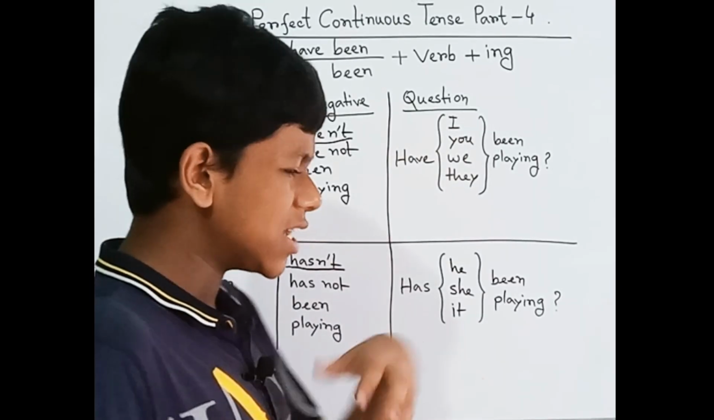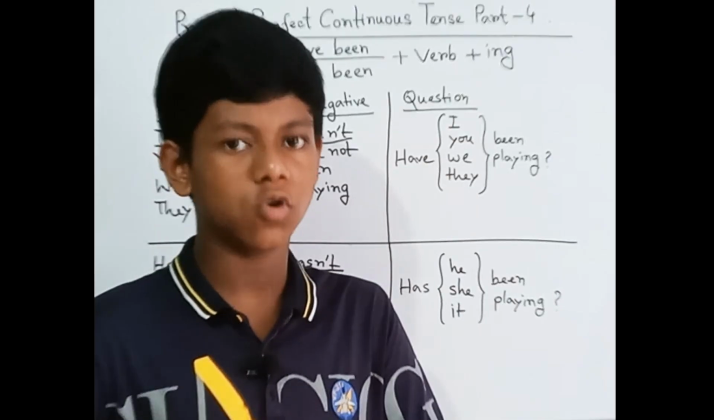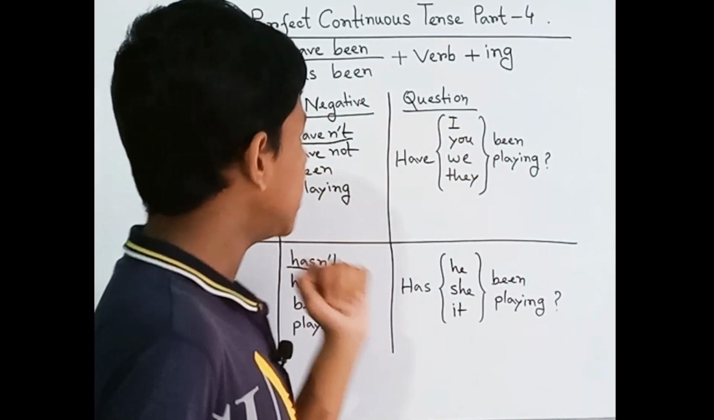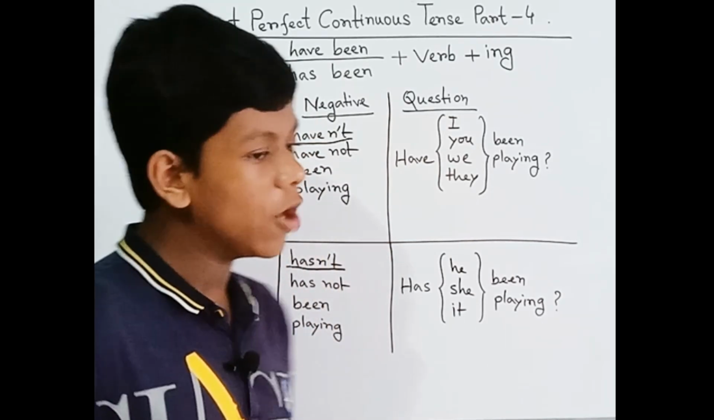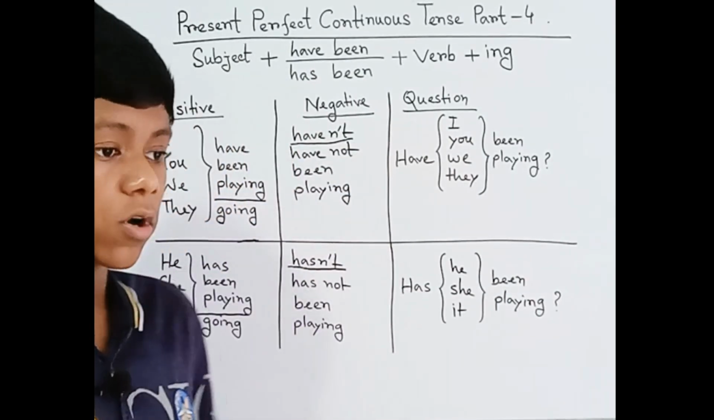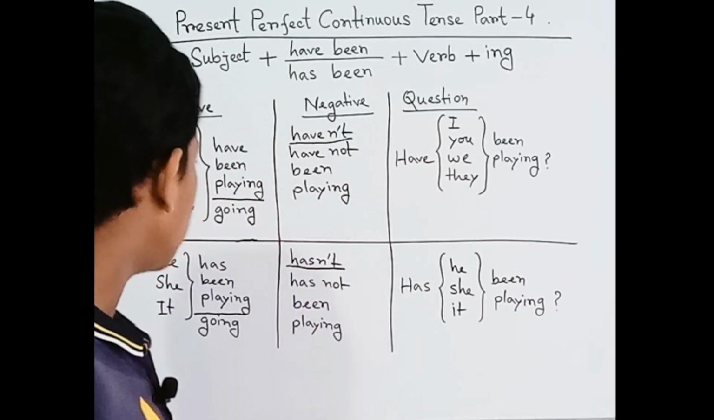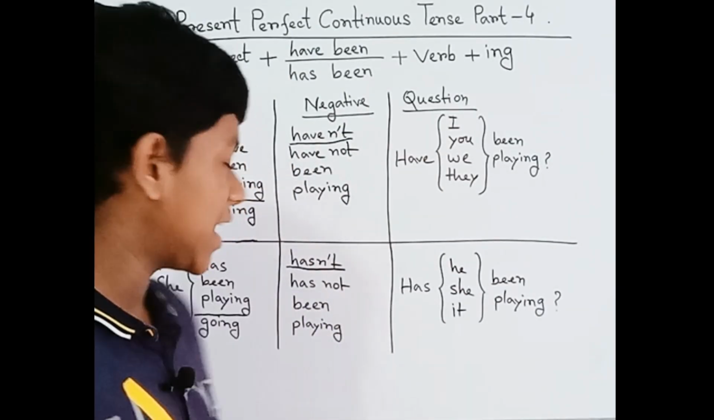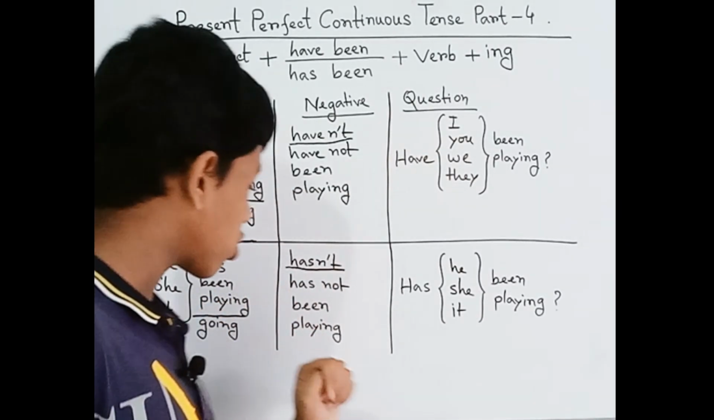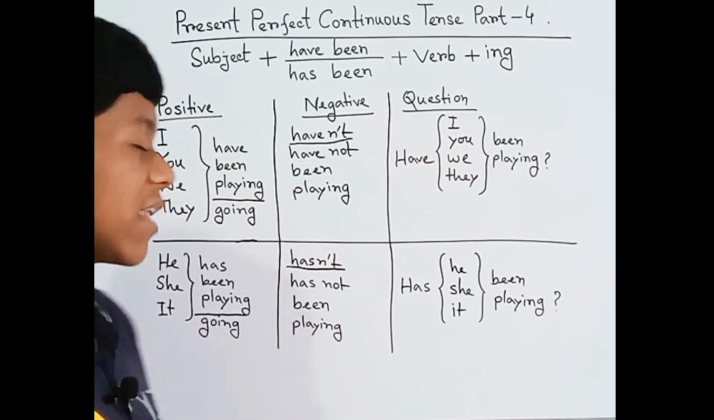Then we will try to understand the negative. Sometimes we get stuck, but don't worry, I will explain it step by step. So see, we can start from here. Here, we can just put not after the word have or has. We can say like this: I have not been playing. You have not been playing. They have not been playing. Same here. He has not been playing. She has not been playing. It has not been playing. Arjon has not been playing.